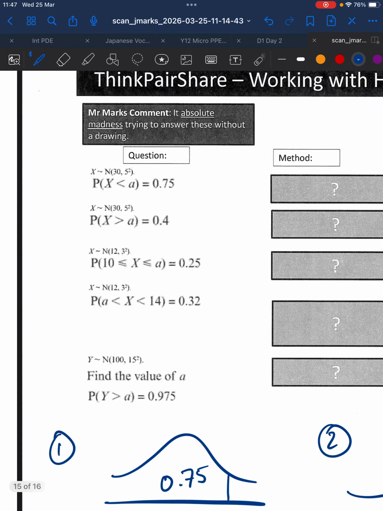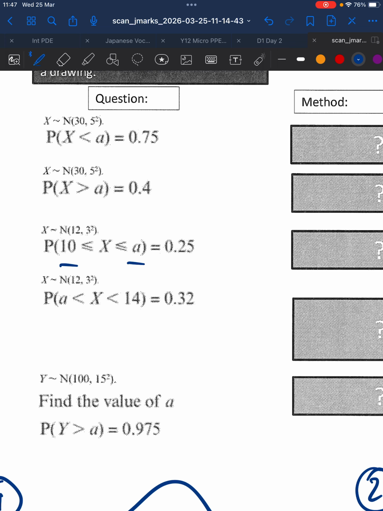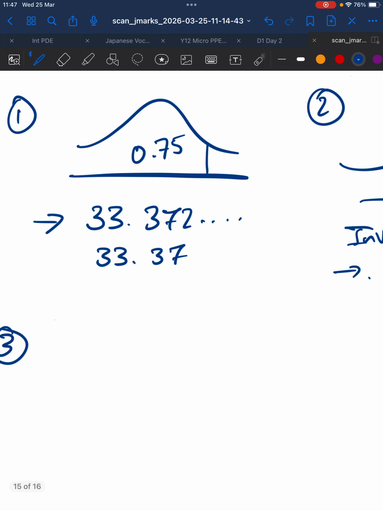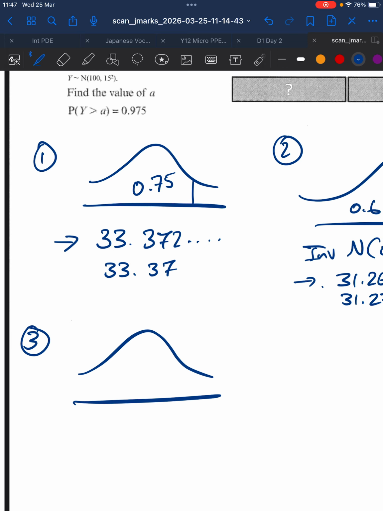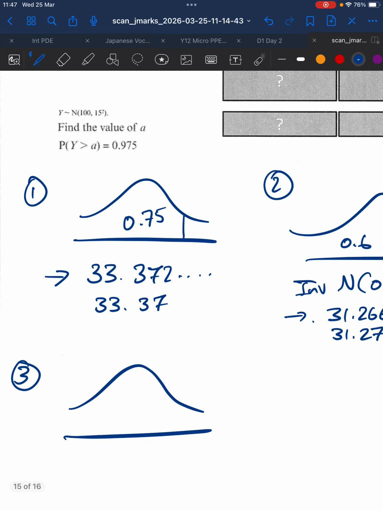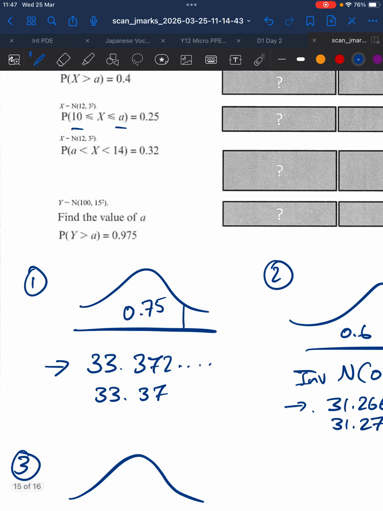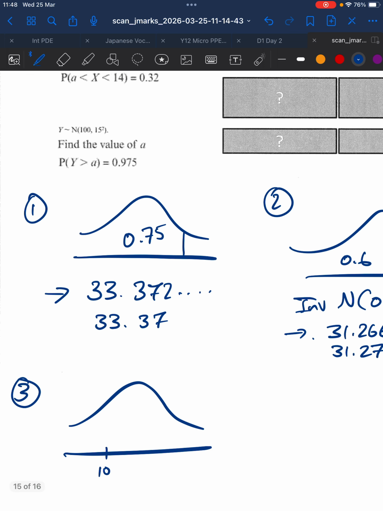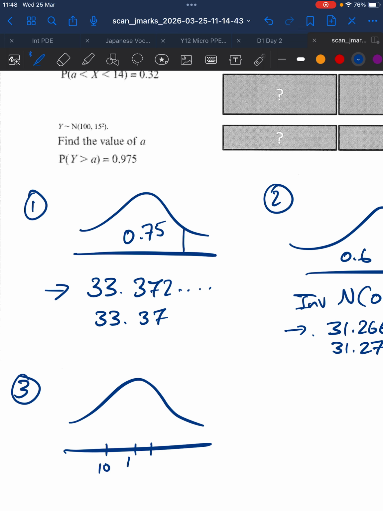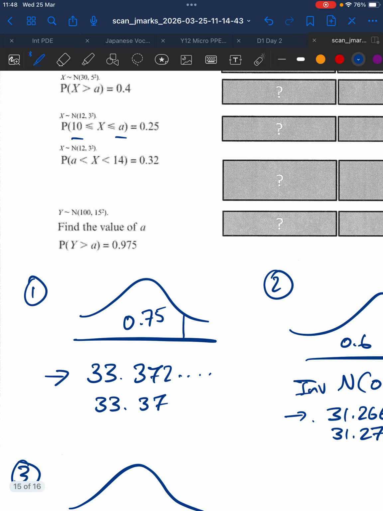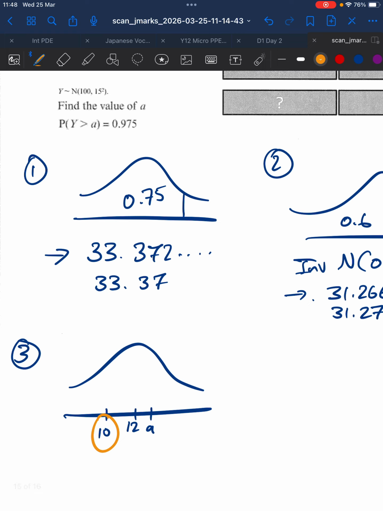So third one, being between 10 and some value is 0.25. Okay, so let's sketch that one. It said 12's in the middle, so 10's over here. 0.25. Now, I don't really know where A is in relation to 12. It's not easy for me to place. I'm going to guess it's there somewhere. So the advice was start by finding the inverse normal of a value given in the question.